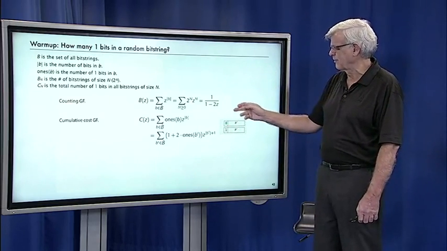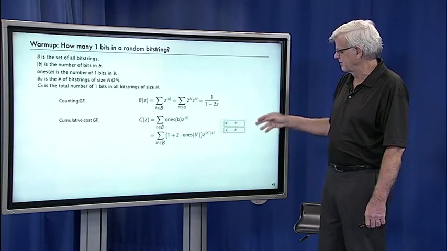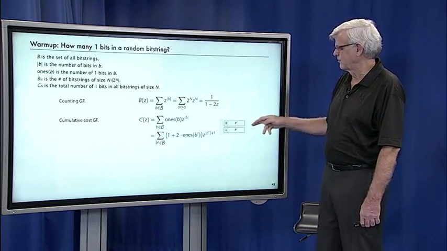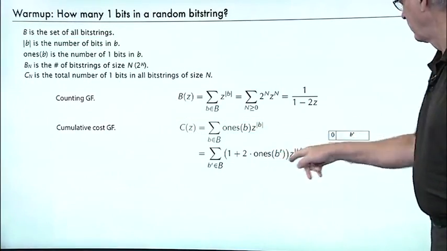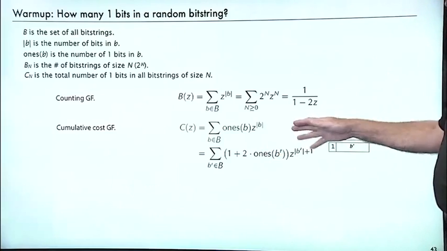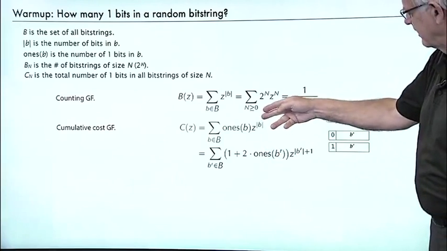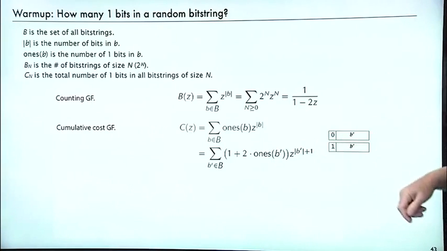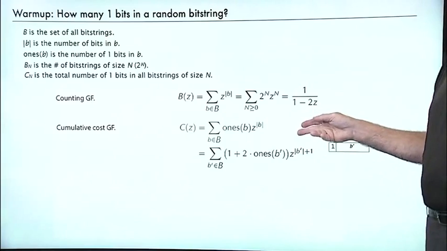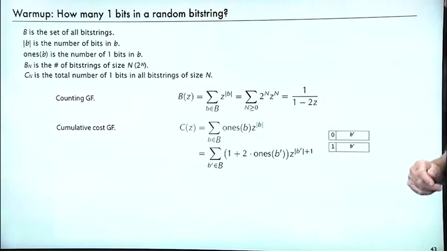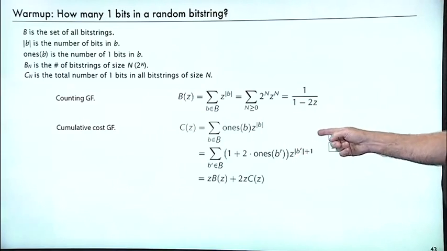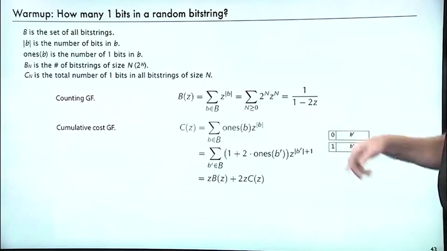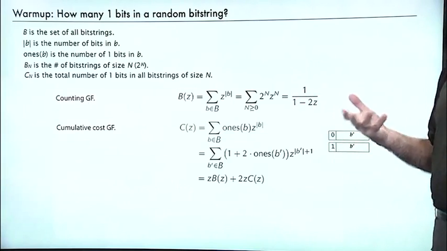for all bit strings, you could put a 0 or a 1 in the front, and that'll give you all possible bit strings. In this whole set of bit strings, there's one 1 bit, plus there's 2, however many 1 bits there are in the bit string B prime, and that's summed over all B prime. And the length of B is the length of B prime plus 1. So again, that recursive description immediately gives that formula for the accumulated cost GF. And so now just doing the math, the first term gives us a z B of z, and the second term gives us a 2z C of z. So that's an equation for the accumulated cost function.